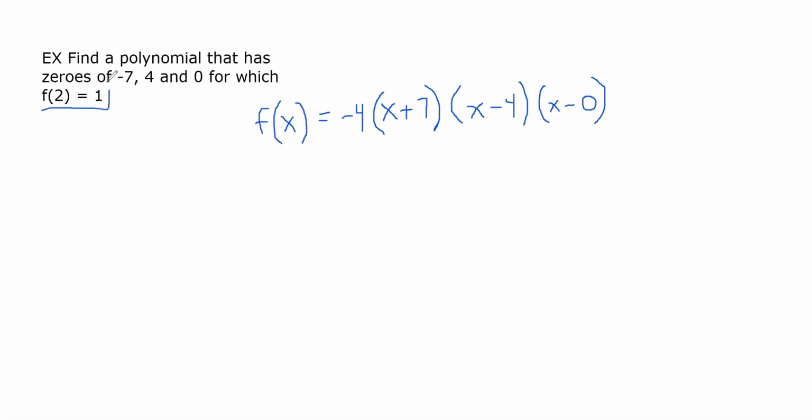But there's this stipulation here. It says f of 2 has to equal 1, meaning if I plug a 2 in for x, it needs to spit out a y value of 1. So that means we need to figure out which constant needs to go right here that's going to produce this result. So what I'm going to do for now, I don't know what that constant is. I'm going to call it A. And I'm going to go ahead and figure out what that has to be.